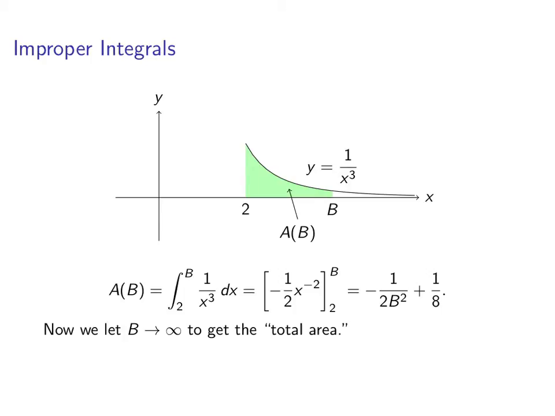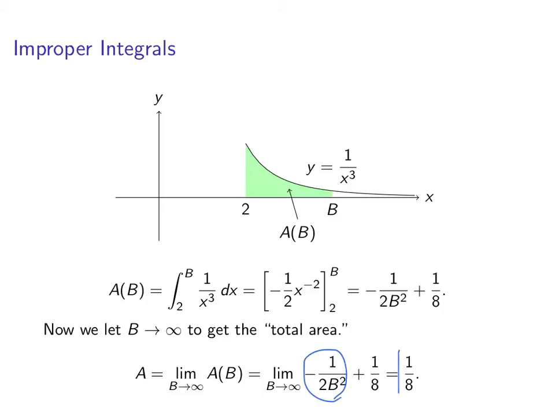Now, we're going to let that b move off to infinity. So we're going to take this bound here and let it move off towards infinity, because we don't want to actually have a rightmost bound on this region. And that'll give us the total area, so to speak. The area is going to be the limit of this expression, and so if we take the limit as b goes to infinity, then this portion of it just goes to 0 and we'll be left with 1/8.